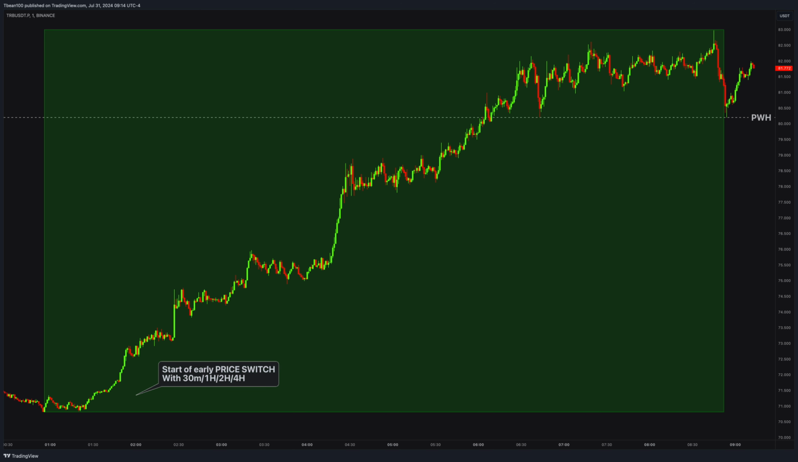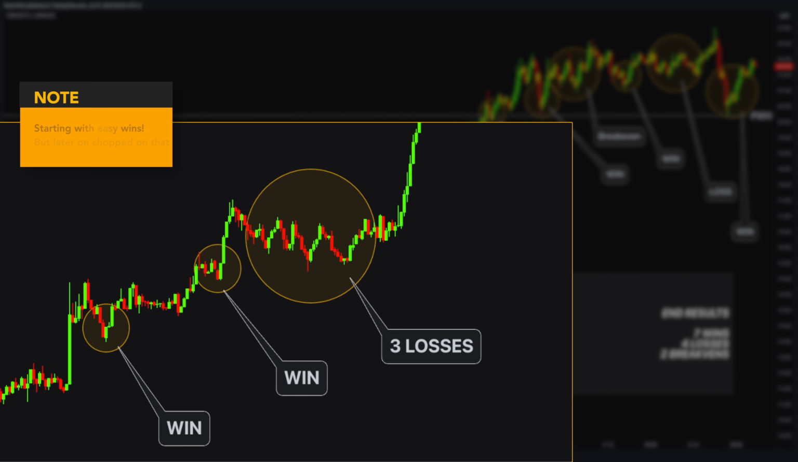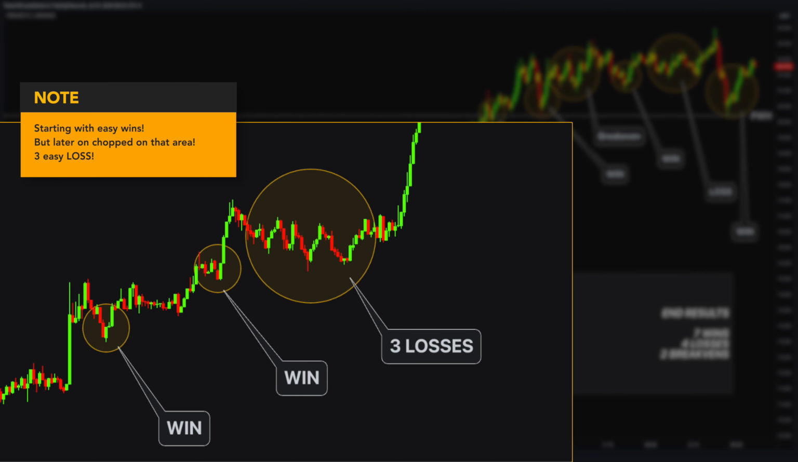But how? You just go to the basics and try to trade every single micro price switch. As you can see, there are around 15 micro switches happening in the 6-hour window. What would happen if you sat and traded every single price switch here on this chart right here? I would start with these easy wins, as you can see. Very nice price switch happens here. Quick grabs from the market.